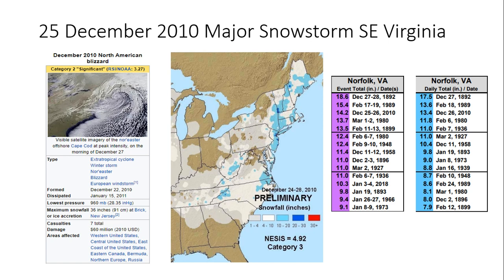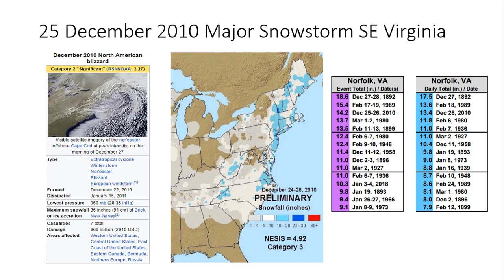This thing clobbered. It's a Nor'easter, a Category 3 on the NESIS scale at 4.92. The lighter blue shading indicates 10 to 20 inches of snow anywhere in that shading. This was a very intense, what is referred to as a bomb, a very strongly deepening cyclone.